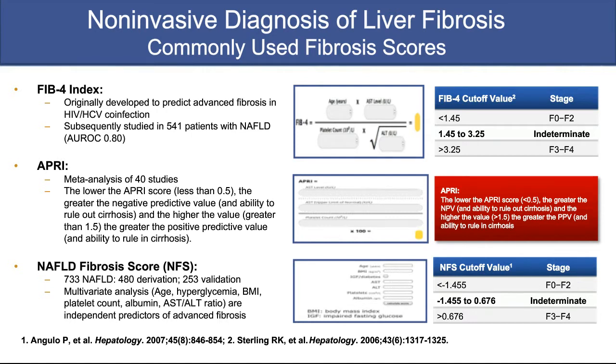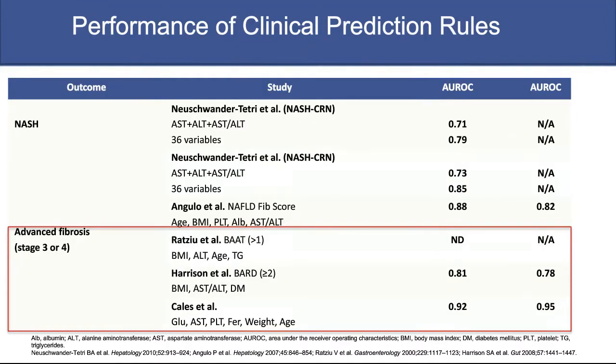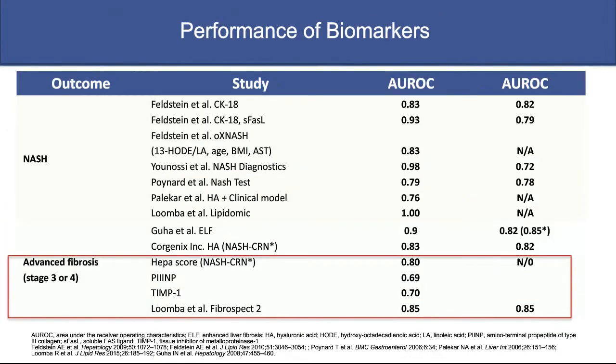These tools can be used as the initial screening test to find out if your patients, say with diabetes or with other components of metabolic syndrome, could have significant fibrosis. For advanced fibrosis, with these clinical prediction rules, their area under the curve is okay. It's about 0.8 in general, not terribly good, but at least, like I said, it would be useful in the context of initial screening. There are a number of other biomarkers that are serum-based, and their performance is also about 0.8.